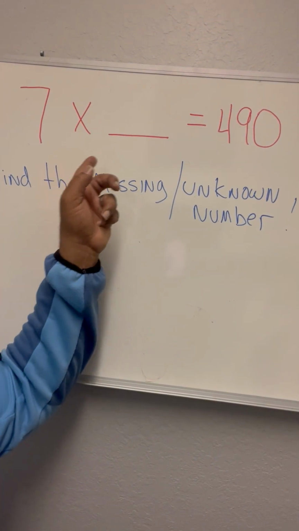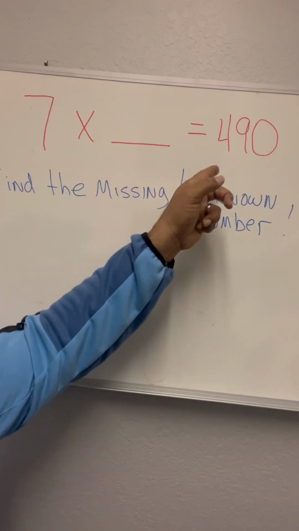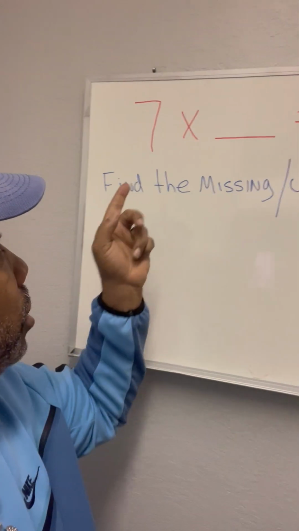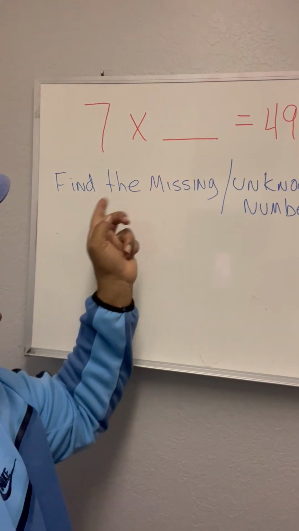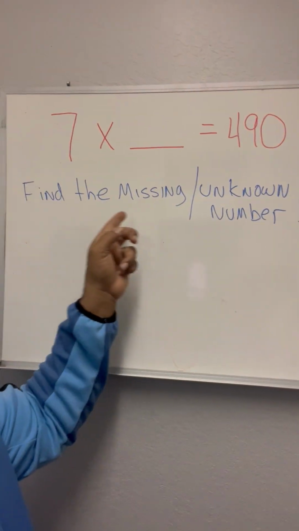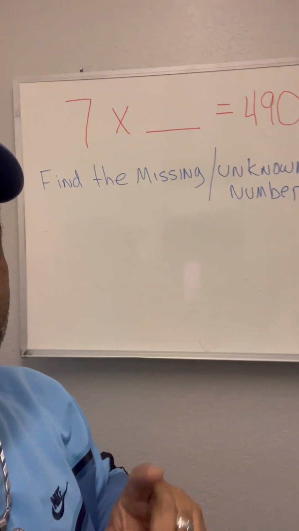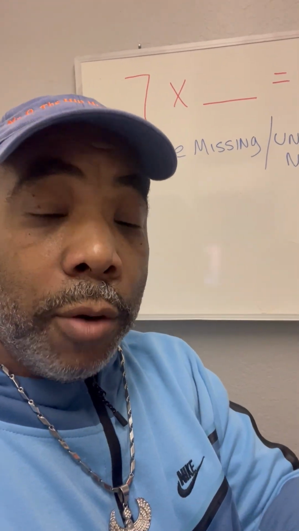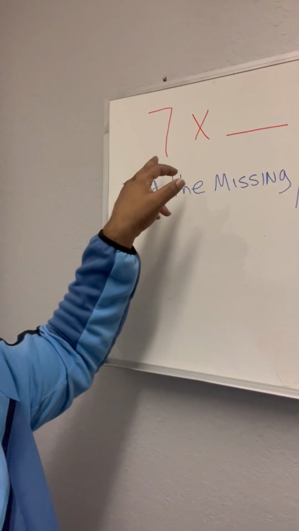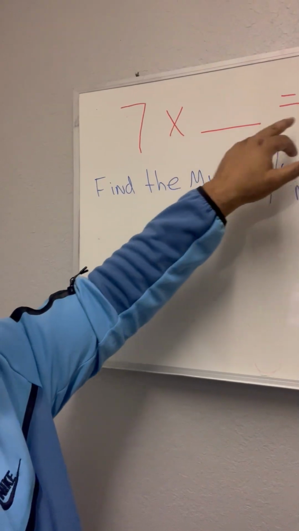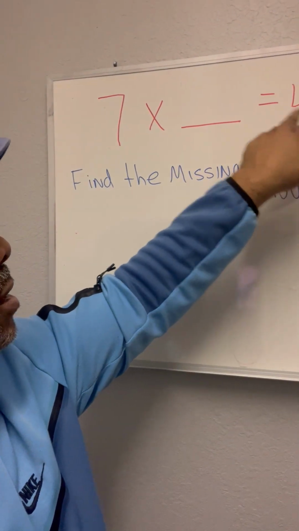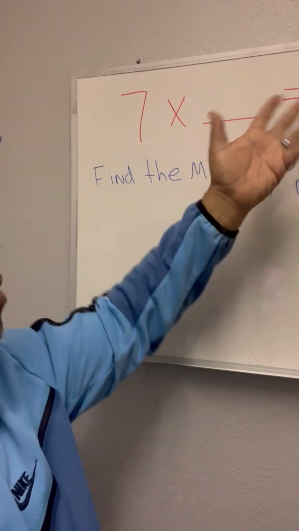7 times what is 490? See, I said 49 almost. 7 times what number is 490? Find the missing number. Now, if you look on the computer or in your multiplication chart in your book, you will see that 7 times 7 is 49. All you got to do is put 7 and then add a 0. It's 70. So 7 times 70 is 490.